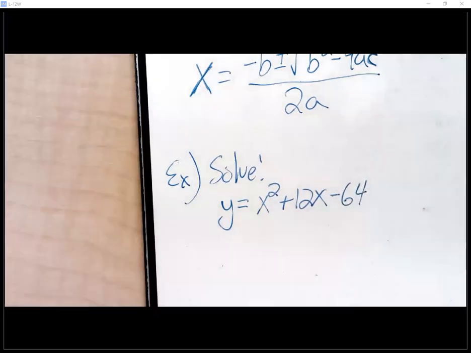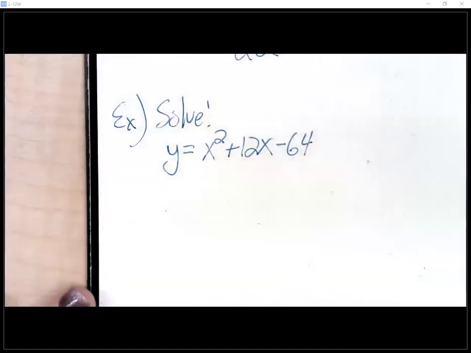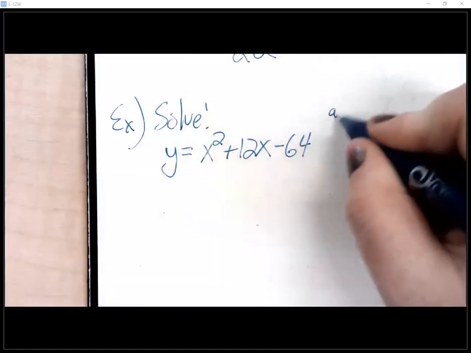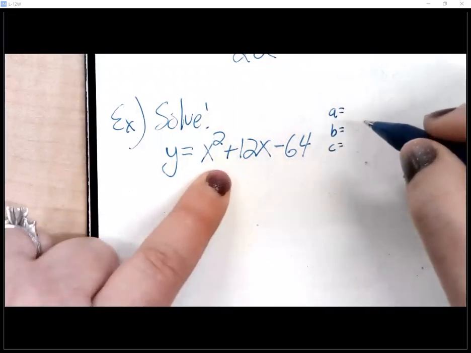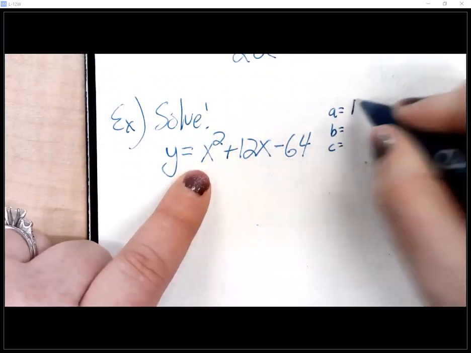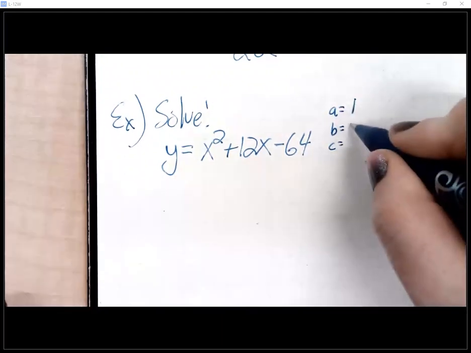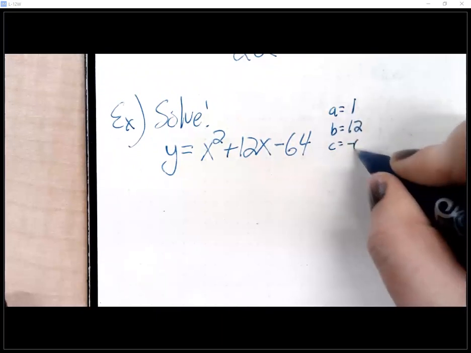So all I have to do is pull out what A, B, and C are, and then pop them into the formula. So what's A? A in this case is 1, right? That's always the coefficient of the x squared, so that's just a 1. What's B? 12, and C is negative 64, right? Mind your signs.